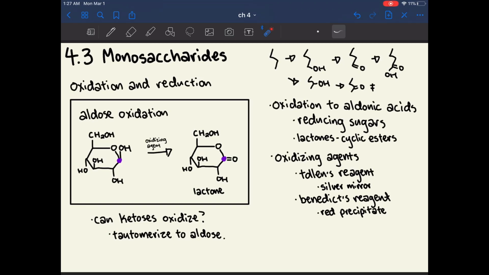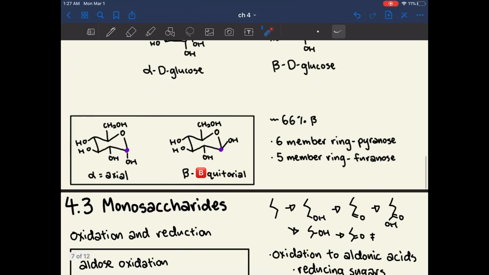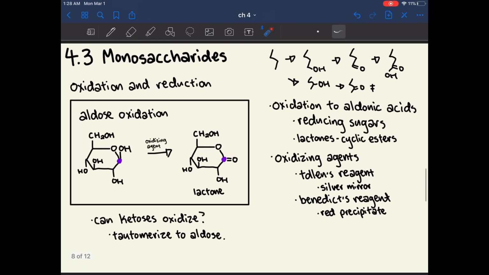With this background, we can see that aldoses can be pretty easily oxidized. They can be oxidized by the OH group on their anomeric carbon to form a carbonyl instead. And this oxidation is called an oxidation to aldonic acids, because this in its linear form will form a carboxylic acid. Now, it's not very important to note that this is called an oxidation to aldonic acids, but what is important to know is that when you oxidize a sugar, the sugar acts as a reducing agent, which is why the sugar is called a reducing sugar.